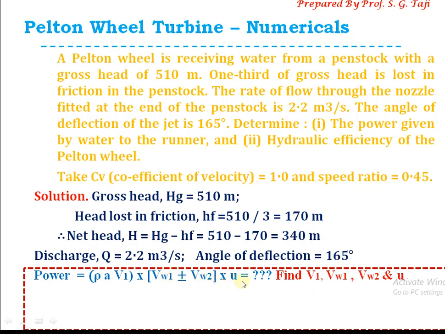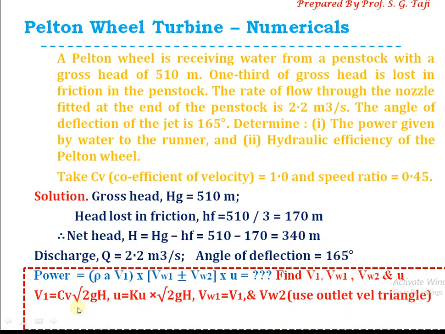So let's see from where we can find v1. V1 you can calculate by using this relationship, Cv under root of twice of gh. Again, because they have given Ku, you can calculate u, which is equal to Ku under root of twice of gh. Now we know that in case of Pelton wheel turbine, vw1 is equal to v1. We can calculate vw2 by using the outlet velocity triangle by considering angle phi.